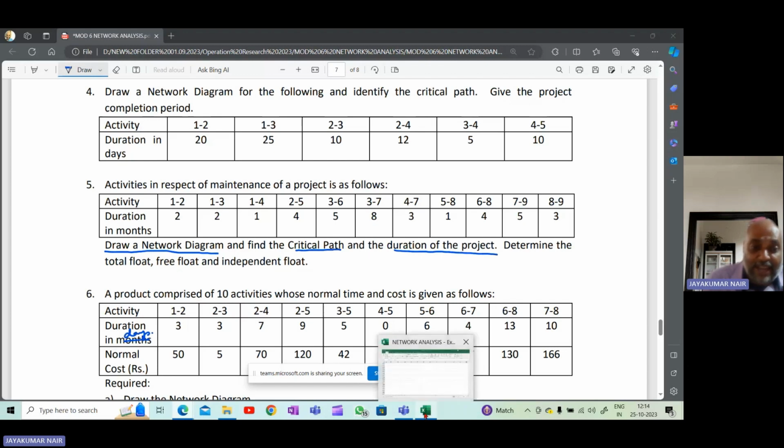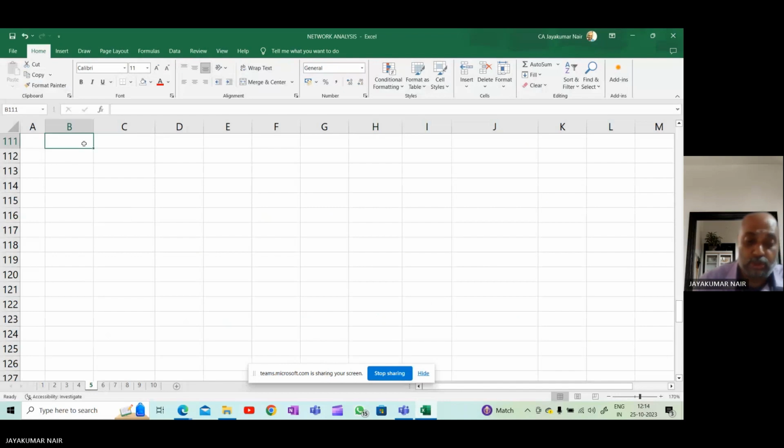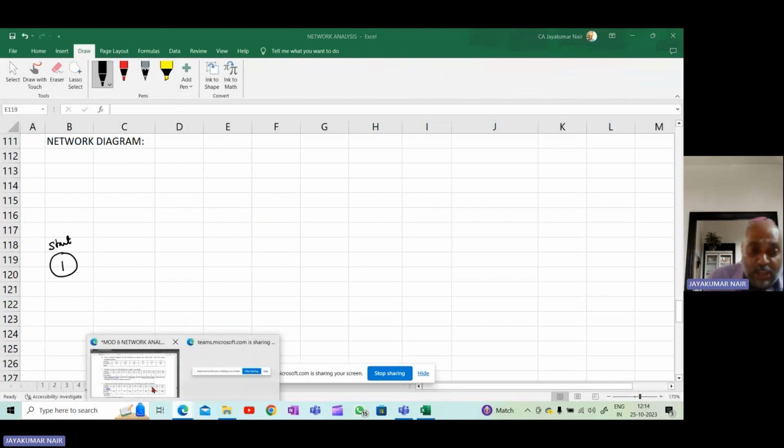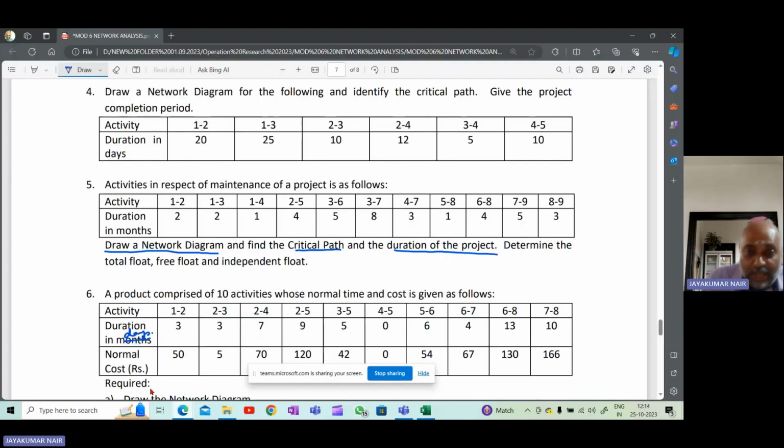So first one is network diagram. We will write the heading network diagram. How to draw the network diagram, we will see. The first one is we will draw one circle here and we will write here, this is the start event. And this is 1. This is the first activity. So it is 1 to 2, 1 to 3, and 1 to 4. There are three activities.